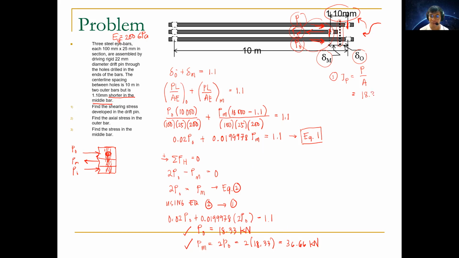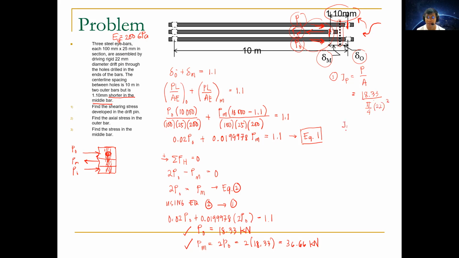So 18.33 divided by the area, pi d squared over 4. Usually in this case, I try to multiply it by 1,000, so instead of 18.33 we can work in gigapascal, so it goes directly. So pi over 4 times d squared, that would be 22 millimeters.